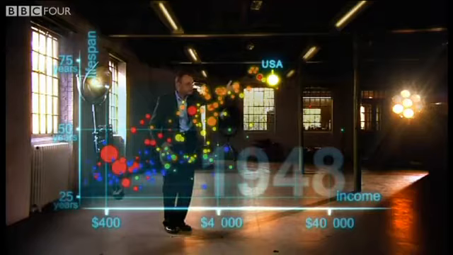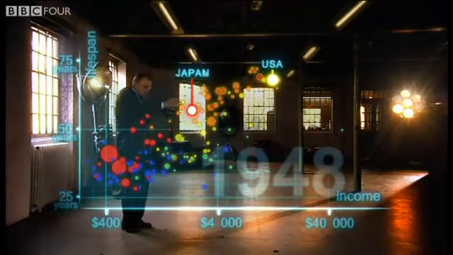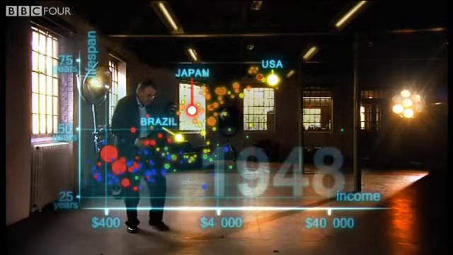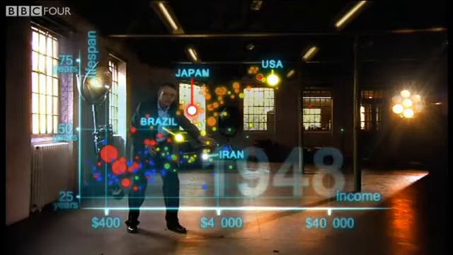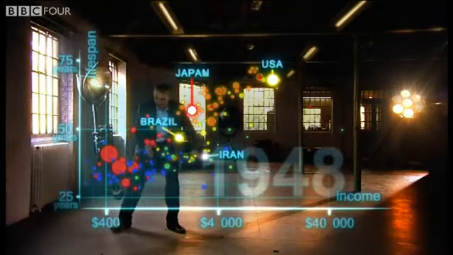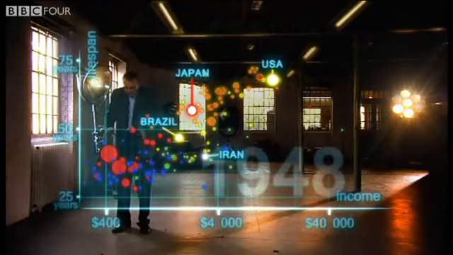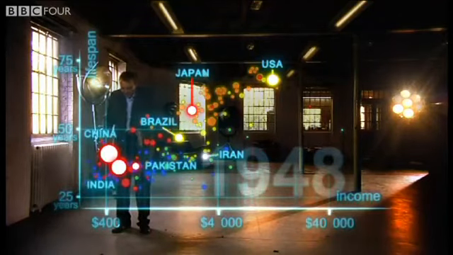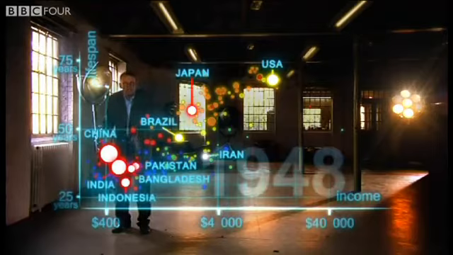The United States was in the front, Japan was catching up. Brazil was way behind, Iran was getting a little richer from oil, but still had short lives. And the Asian giants, China, India, Pakistan, Bangladesh, and Indonesia, they were still poor and sick down here. But look what is about to happen.